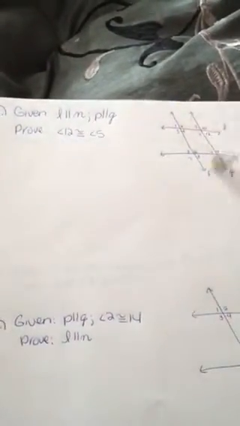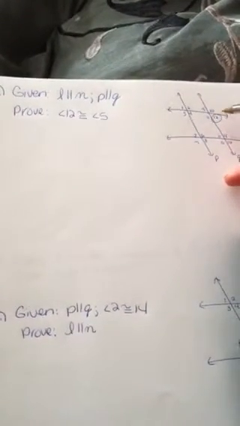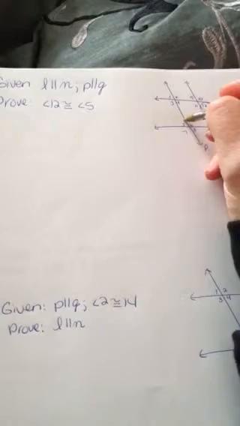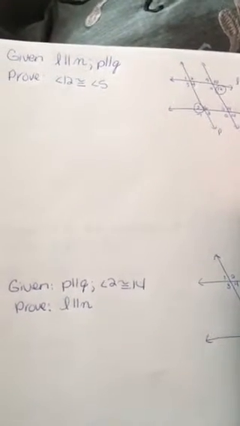Number 9, we're given a proof. So we're given that lines L and M are parallel and P is parallel to Q, and we have to prove that 12 and 5 are congruent angles. Okay, so the first thing I'm going to do is write out my given that L is parallel to M and P is parallel to Q.